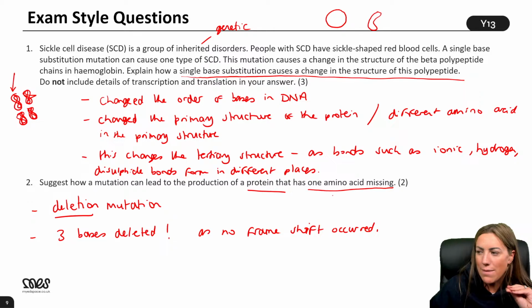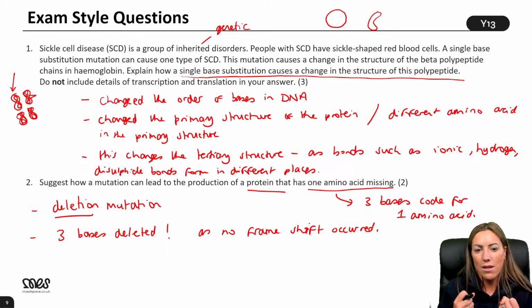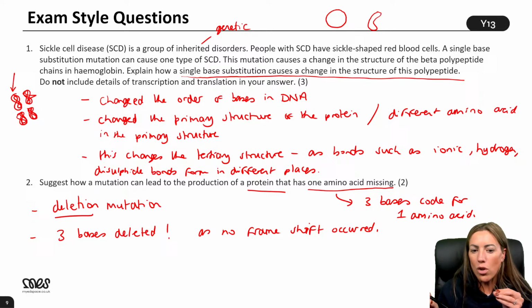If you're only missing 1 amino acid, remember 3 bases code for 1 amino acid. So what if we delete 3 bases? If we delete 3 bases, we're going to lose a whole amino acid. But it won't affect any of the other amino acids, will it? Because it won't cause a frame shift.